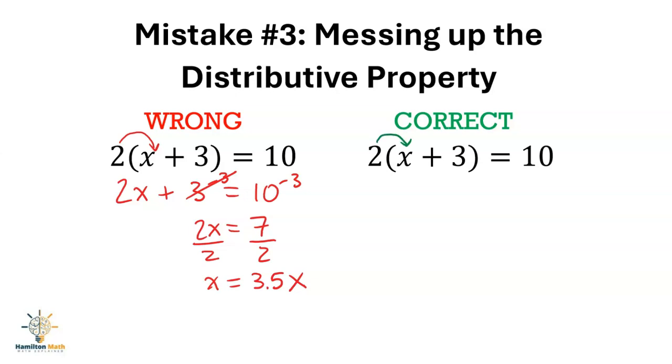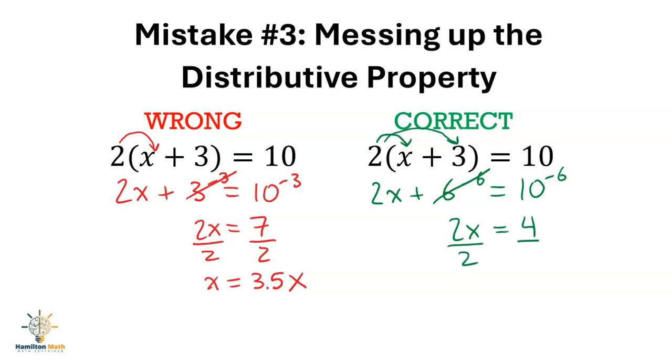2 times x and 2 times 3. The distributive property is times everything in the brackets. So this becomes 2x plus 6 equals 10. And now what I need to do is I need to subtract 6 from both sides to isolate the variable. So I get the 6's canceling off the left, and I get 2x equals 10 minus 6 is 4. Now we divide by 2, and I get x equals 2. And that is the correct answer.